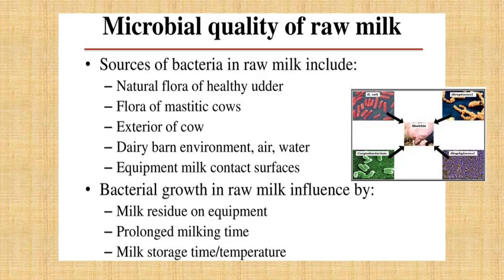Water is used for many purposes, so that needs to be clean. Then equipment and milk contact surfaces, different kinds of equipment or vessels or utensils which come in contact with the milk. And then bacterial growth in raw milk is influenced by milk residue on equipment or vessels, prolonged milking time or milk storage time, and temperature. This part, bacterial growth, I have discussed separately in a topic on microbial quality of raw milk. Here mainly we need to understand the sources of contamination, which we will discuss in more detail so that we can make better quality milk, and that is the main purpose of clean milk production.